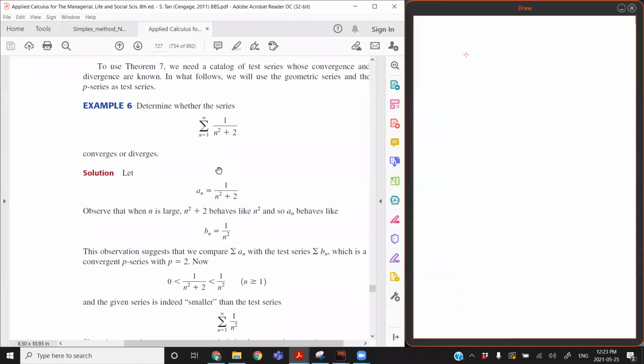So you want to determine whether sigma 1 over n squared plus 2, n from 1 to infinity, is convergent or divergent. By looking at this, you can see that this should remind you of the p-series sigma 1 over n squared, n from 1 to infinity. Just think about those dominant terms. On top you have a 1. It's the same for both of them. At the bottom you have n squared plus 2, but plus 2 is not the dominant term. So the term that really matters is n squared. So you can compare these two.